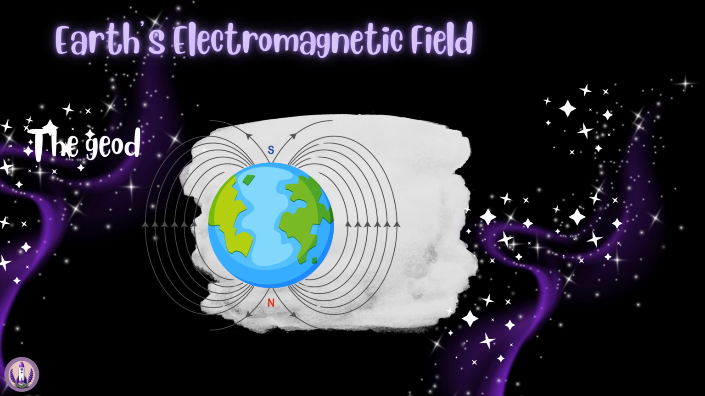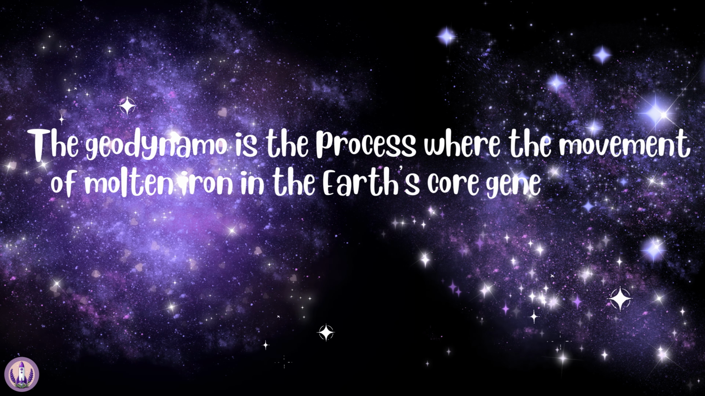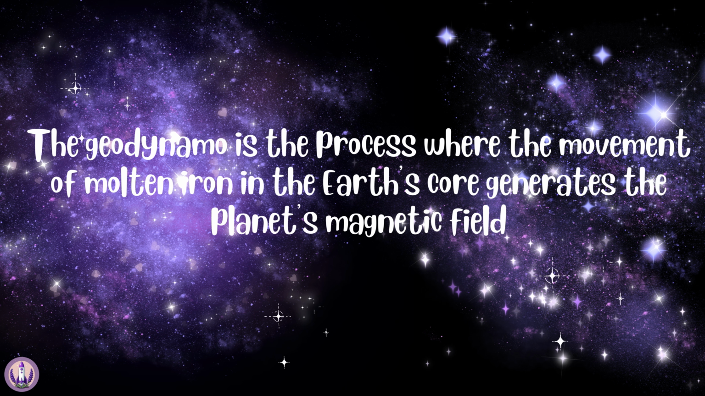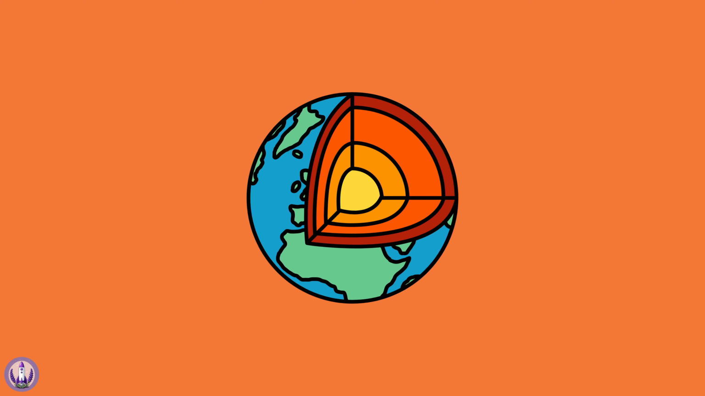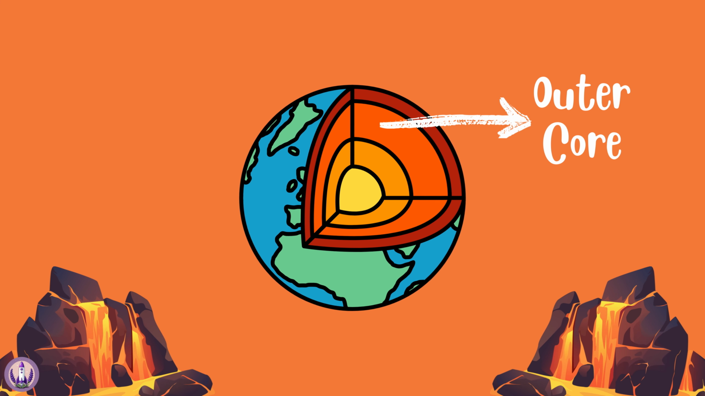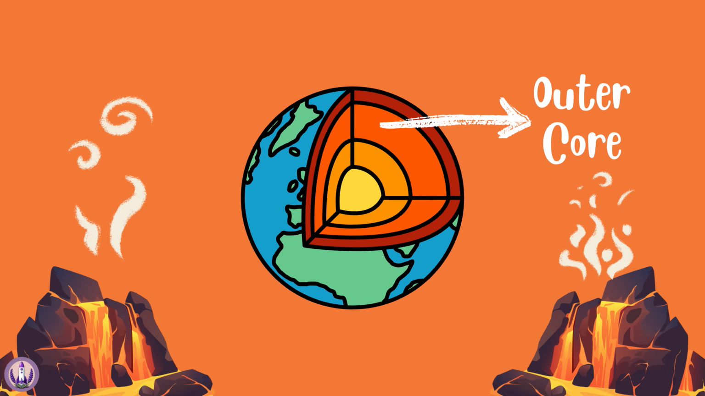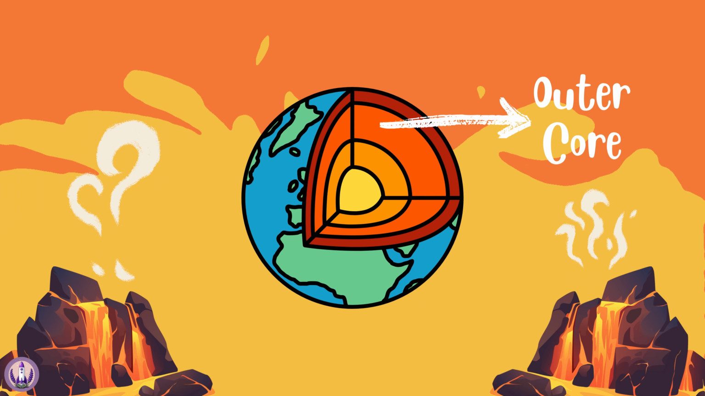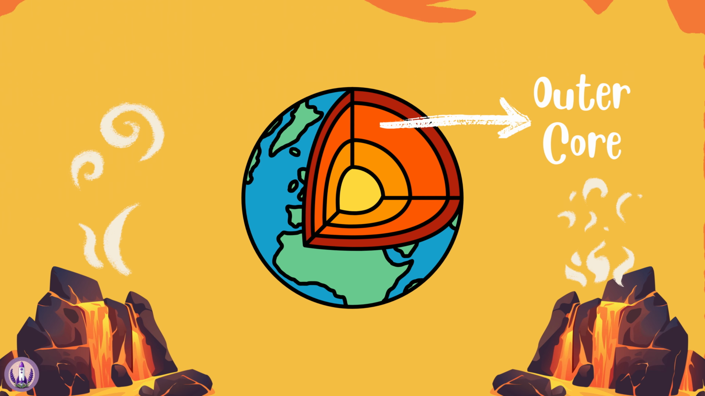Well, the geodynamo is the process where the movement of molten iron in the Earth's core generates the planet's magnetic field. The Earth is comprised of 4 parts, with the outer core containing molten iron and nickel. As the Earth rotates, the movement of these molten metals generates electric currents, the geodynamo process, producing the magnetic field.